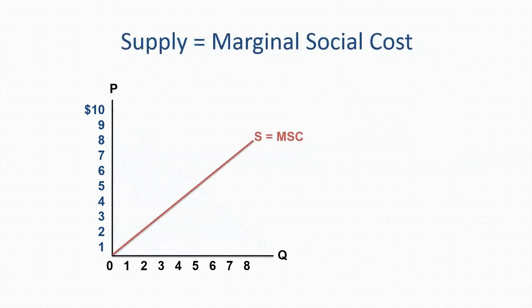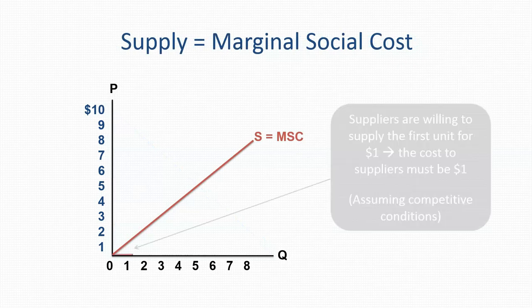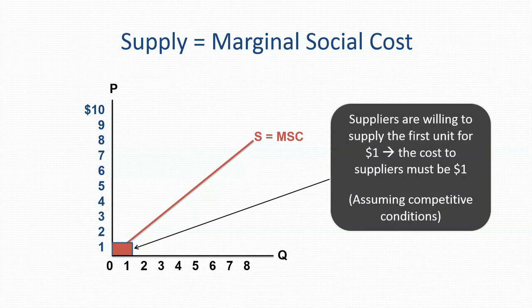And we can go over to the supply curve and see that the logic of the arguments is very similar. Here we've got a supply curve that tells us that a price of $1 corresponds to a quantity of 1 unit. We can infer from that then that suppliers are willing to supply that first unit of whatever this thing is for $1, and we can infer from that that the cost to suppliers must be $1. The logic for that is pretty simple. If it cost more than $1 to produce that first unit of whatever this thing is, then suppliers wouldn't be willing to produce and sell it or supply it for only $1. They'd be making a loss, of course.